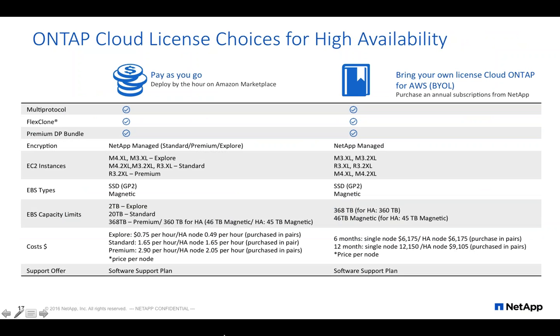So this is a bit of an eye chart, and it'll be in the slides as we go forward. But I just wanted to highlight, we do have the two models here, where it's a pay-as-you-go off the marketplace or a BYOL license. These are supported for both single node and HA, and we have a couple of different price tiers on the pay-as-you-go model for 2 terabyte capacity environments, all the way up to 368 terabyte capacity environments. And as I said before, being able to get a software support plan with any environment that you purchase.